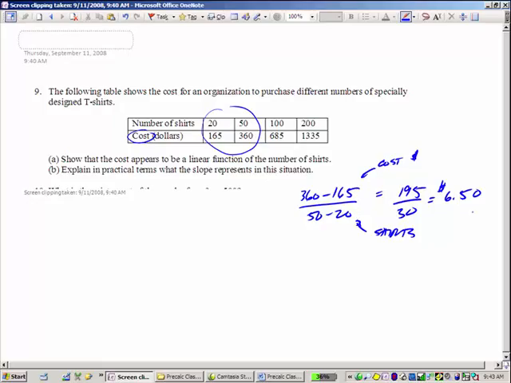All right, let's see if this is true. Now, if we were really thorough, we might pick every other set of points, like 50 to 100, 100 to 200, 20 to 100. We might check all over to make sure. Why don't we pick another 2 points and see? This time I'm going to pick these 2 points.